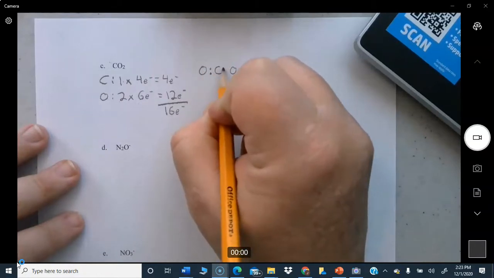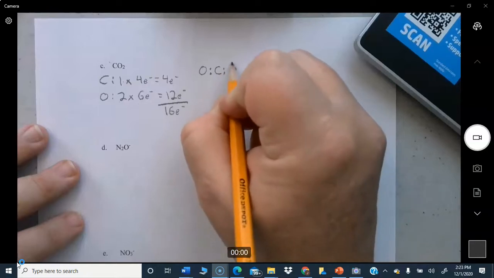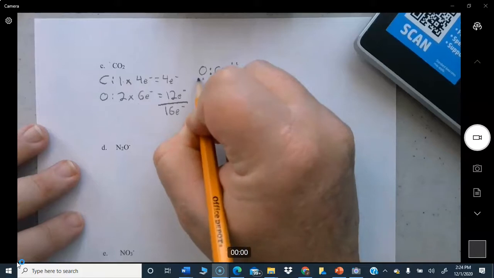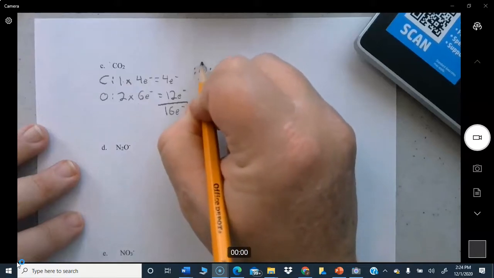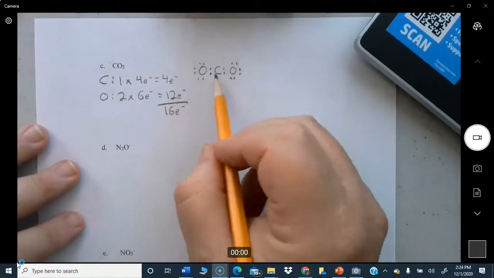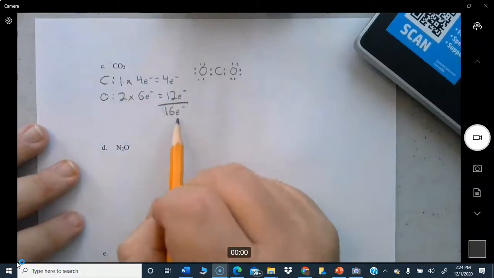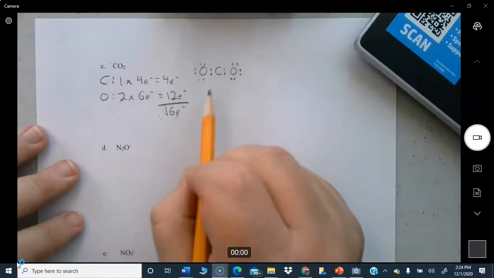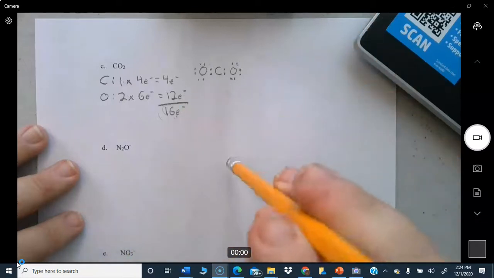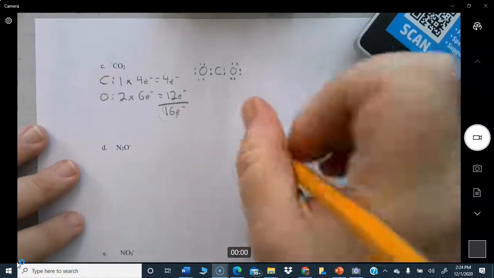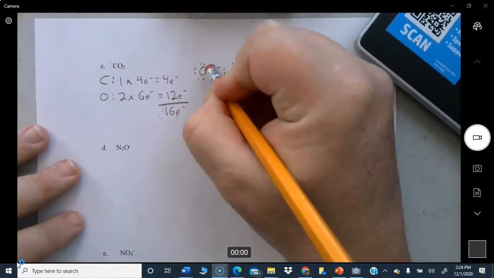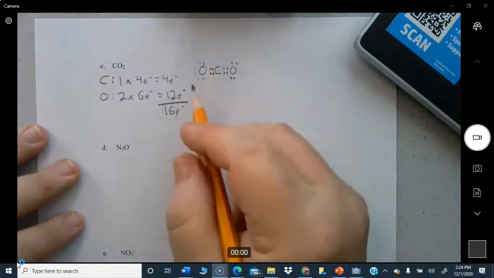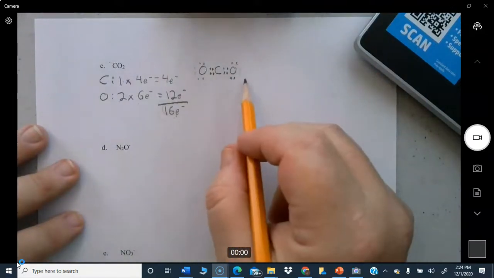Single bonds here and here create octets around the terminal atoms. Okay, so now we have 8 and 8, we have 16, so we don't want to take away any electrons. We have the correct number of electrons, but carbon doesn't have an octet. So the only way to do that is to rearrange them. So what we've done before is we did this. Okay, and that gives every atom an octet, and it has 16 electrons.